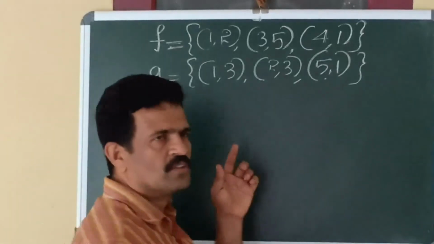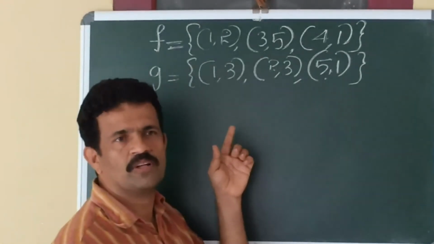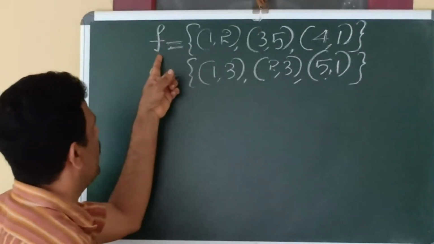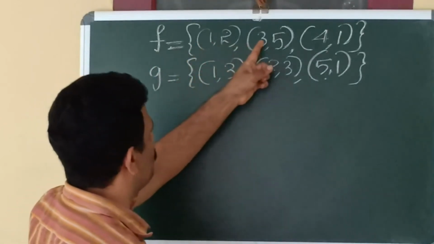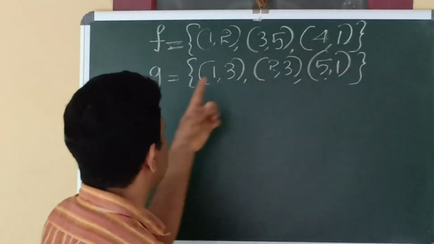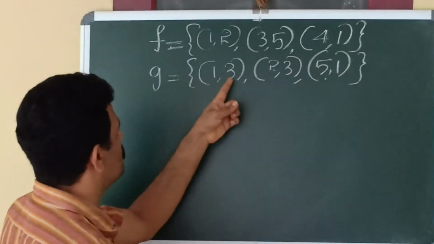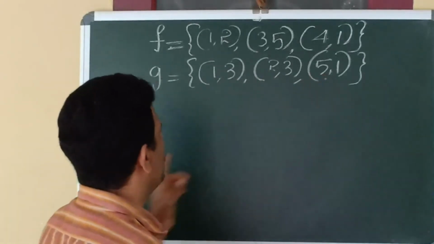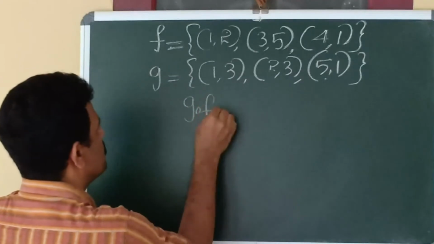In this topic, composition of functions, you may usually get a question on finding the composition of two functions. Here there are two functions. The first one is f defined by the ordered pairs (1, 2), (3, 5), (4, 1). There is another function g defined by the ordered pairs (1, 3), (2, 3), (5, 1). Our aim is to determine the function g composition f.